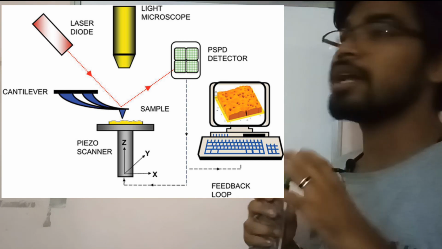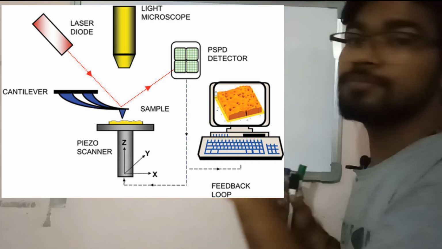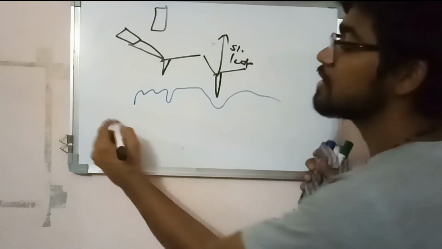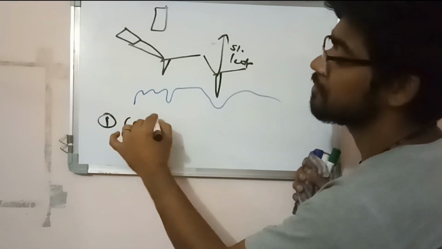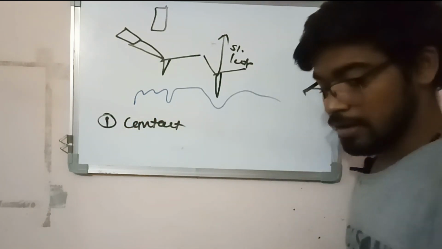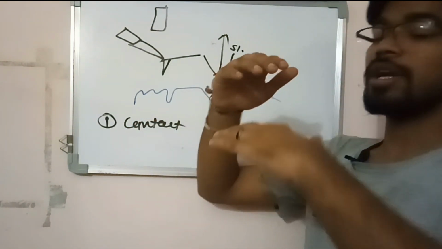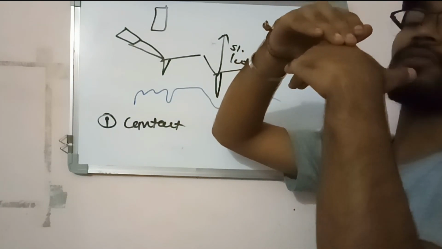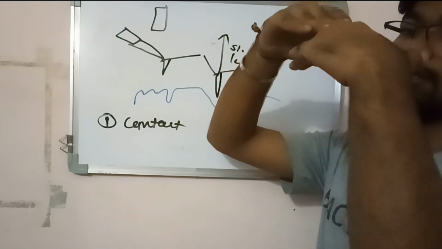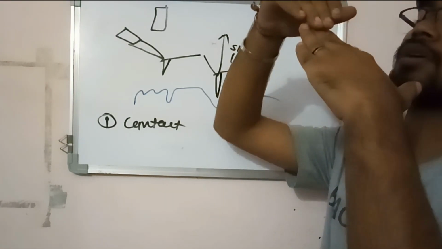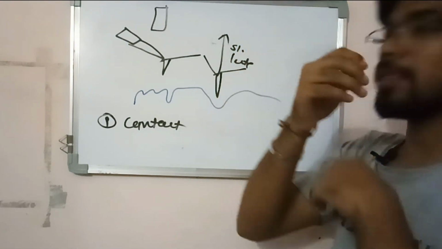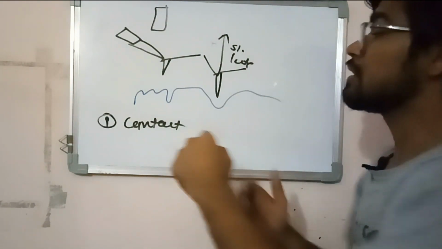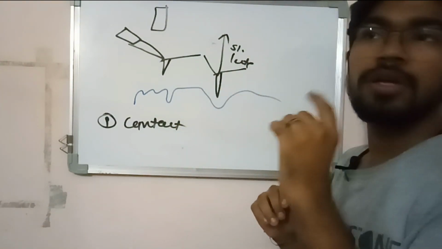This is very useful. Now, the cantilever scans in three ways. First is the contact. In contact, what does it do to the surface? This cantilever continuously contacts physically with the object like this, goes down, then goes up. The big disadvantage of this is that it can spoil our object because it has a very sharp blade. This is the first.